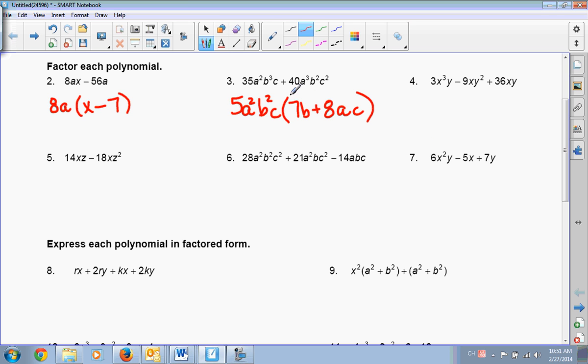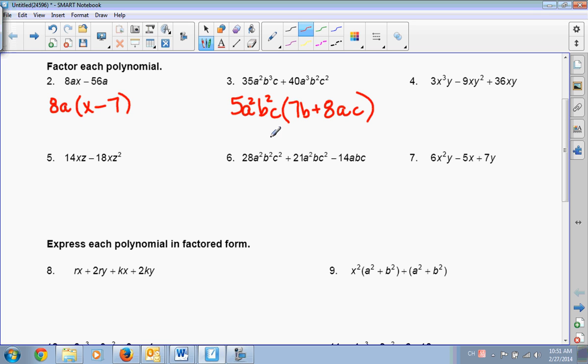So again, you could distribute and check. 5 times 7, 35. A squared times no A squared is A squared. B squared times B, B cubed. C times no C's is C. And then 5 times 8, 40. A squared times A is A cubed. B squared times no other B's, B squared. C times C, C squared. See how we're checking ourselves? Okay, I know it seems like a lot, but you'll get used to it the more you do.